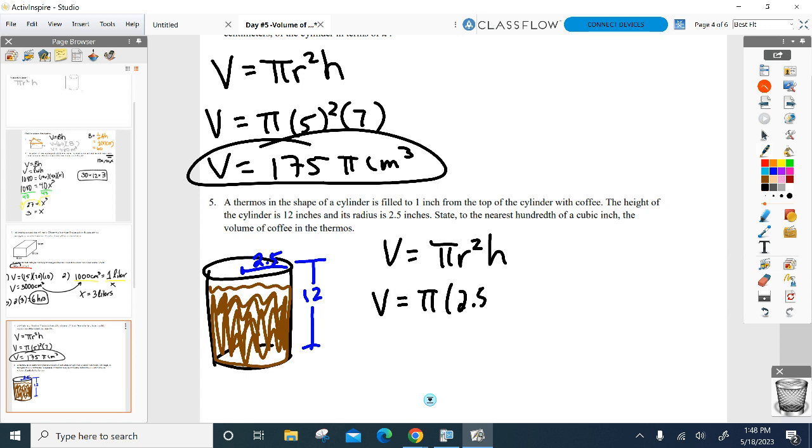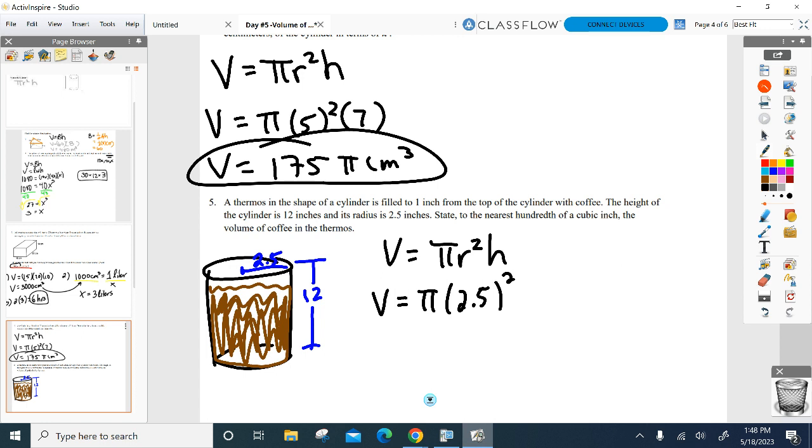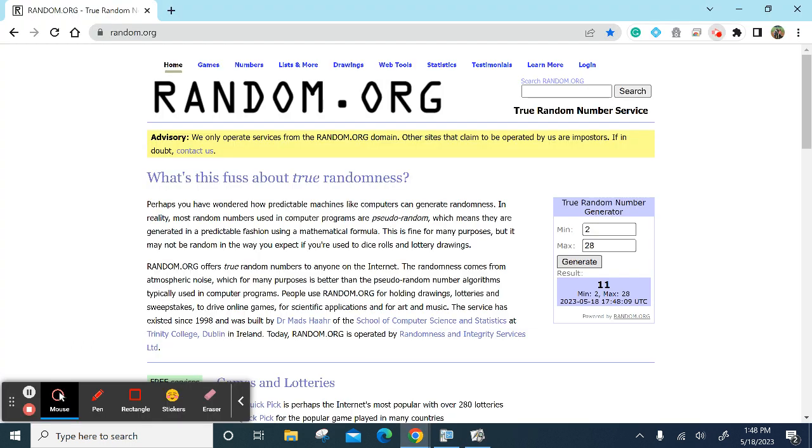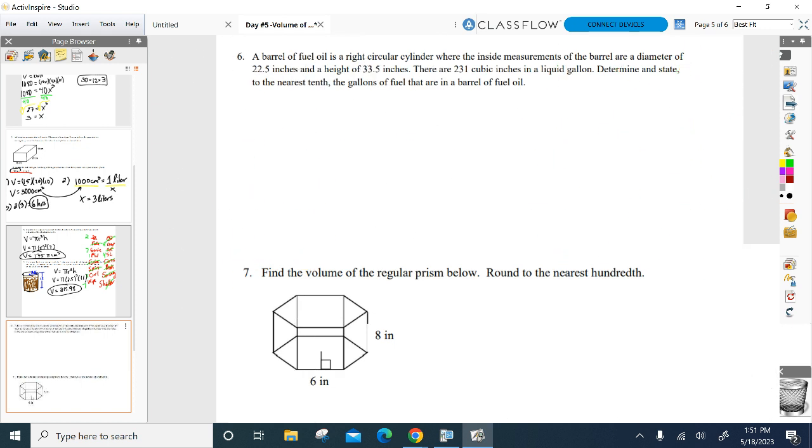Radius 2.5, but you just got to watch yourself. What are we plugging in for the height now? We're doing the coffee, not the thermos. 11. 11. I totally forgot about that until everyone was like, oh! Yeah. How much coffee is in here? Oh wow, 215.98. Okay. Big eraser. All good? Questions? Big eraser. No. I forgot to square the 2.5.